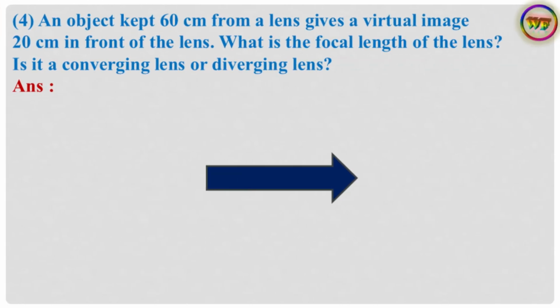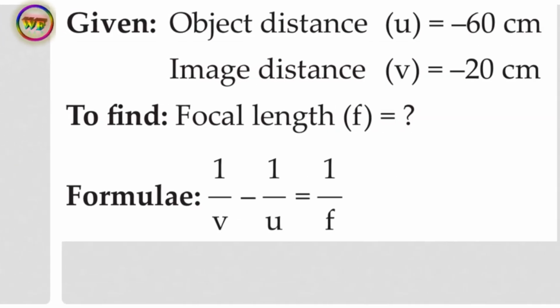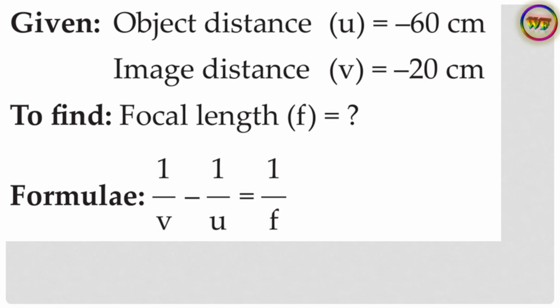Sub-question 4. An object kept 60 centimeters from a lens gives a virtual image 20 centimeters in front of the lens. What is the focal length of the lens? Is it a converging lens or diverging lens? Answer. Answer is given directly and continuation of the answer is on the next slide.